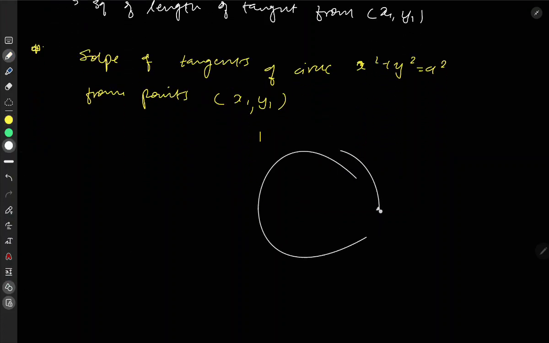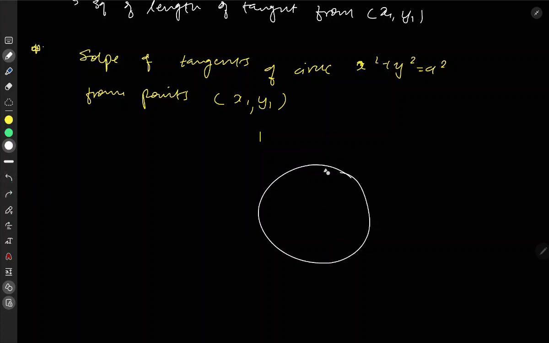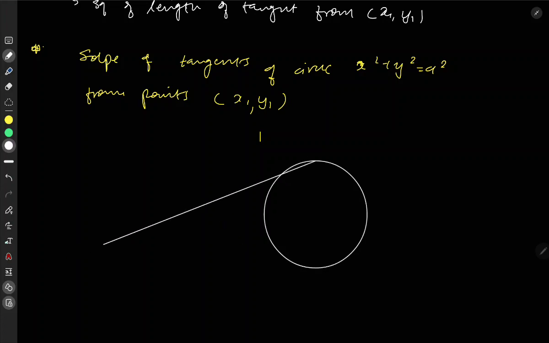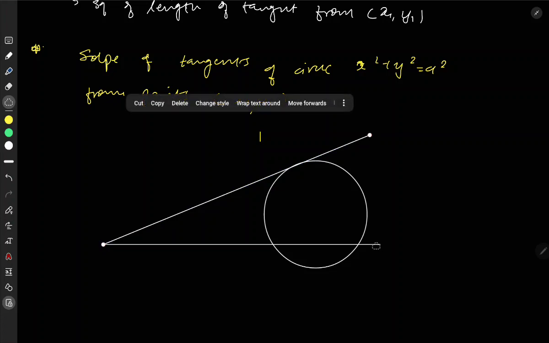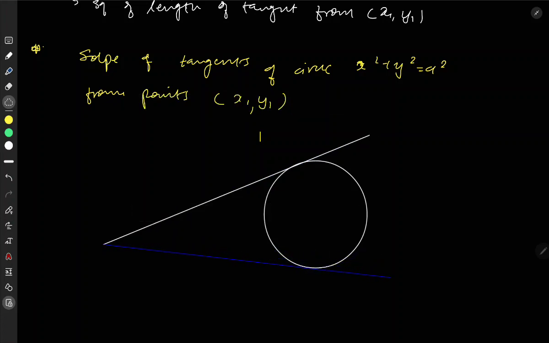So now this is the circle, extremely sorry, this is the circle, and let this be a point. And now let me arrange these tangents well. Okay. Now these are the tangents that are at a point, and this is the point P, x1 y1.